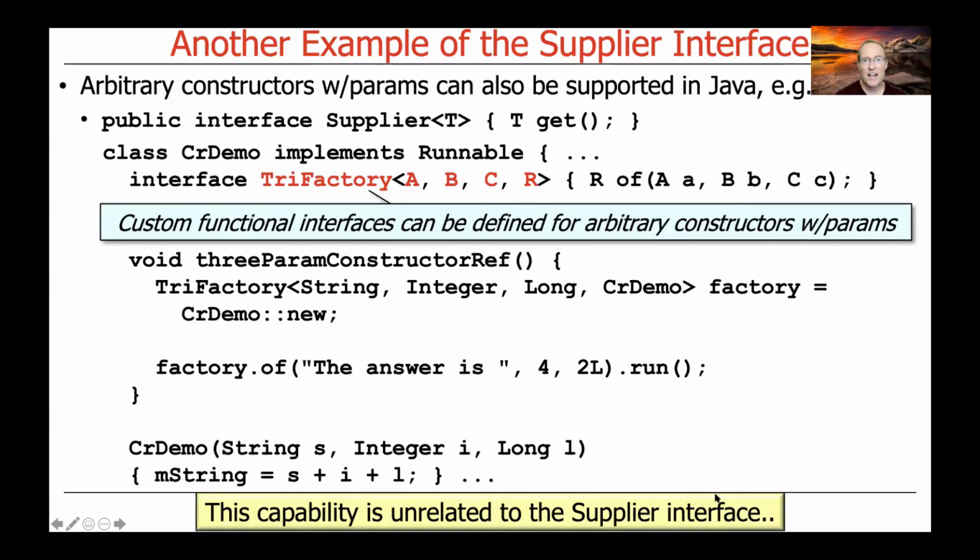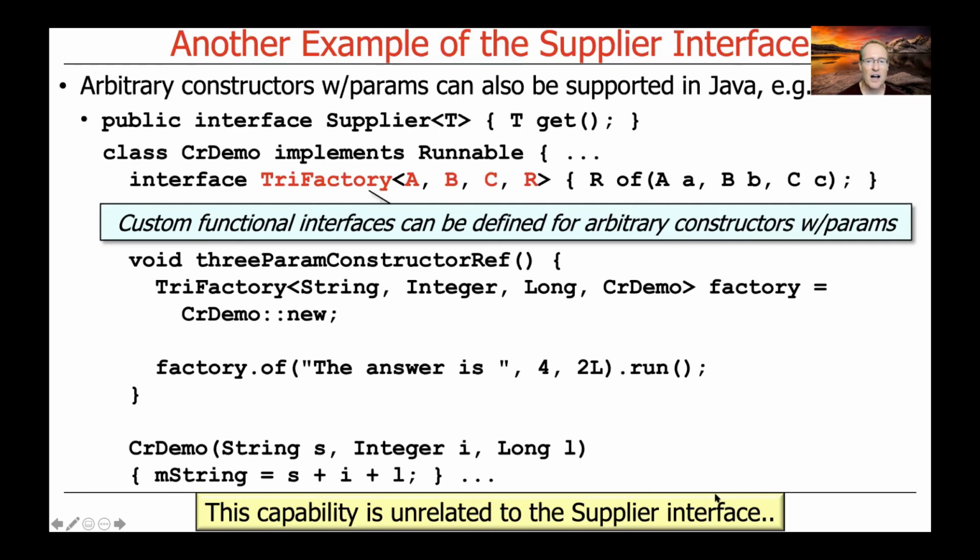The third and final example of supplier interfaces is going to take this concept of constructor reference and make it on steroids. It's going to pump it up a bit. In this particular case, we're going to define a new interface called try-factory, which will demonstrate how you can use the same constructor reference mechanisms for constructors with a fixed but arbitrary number of parameters. So you can see here, we have an interface called try-factory that takes 3 parameters, A, B, and C, and a return value, R, and it's going to define a method called of.